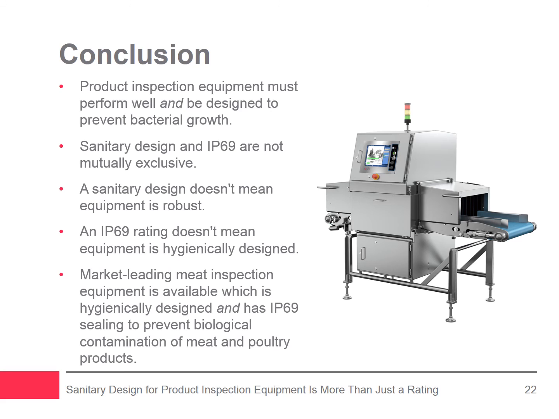Market-leading meat inspection equipment is available, which is built according to sanitary design and comes with IP69 sealing as standard, allowing it to withstand the meat industry's rigorous, high-pressure, high-temperature washdown procedures. In addition to reducing the risk of contamination by pathogens, installing such equipment will help meat and poultry processors reduce long-term maintenance and recall costs, as well as increase productivity.